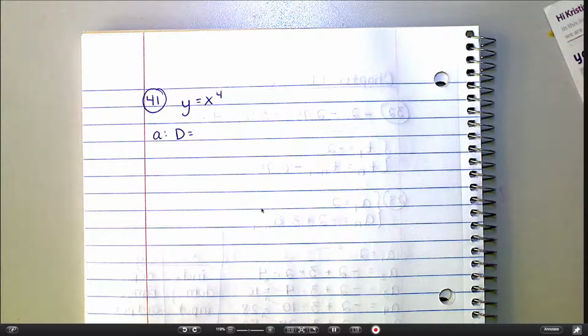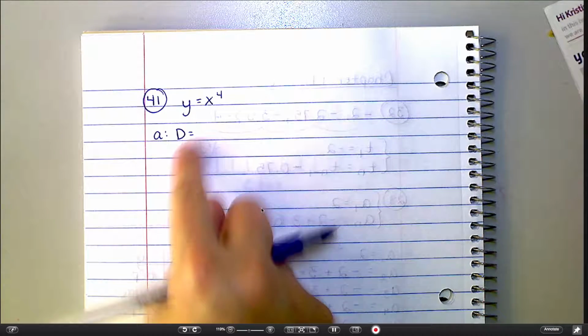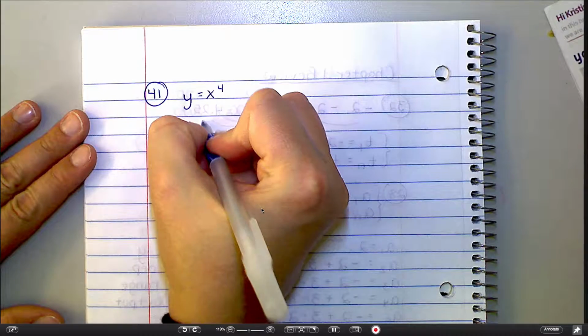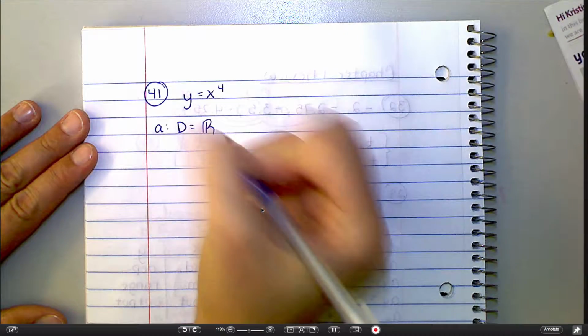Everything. I can put positives, negatives, zero, fractions, decimals. Anything I want, I can raise to the fourth power. There's really no restrictions here. So my domain is all real numbers.